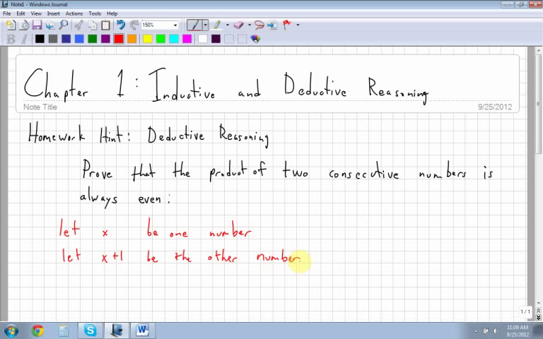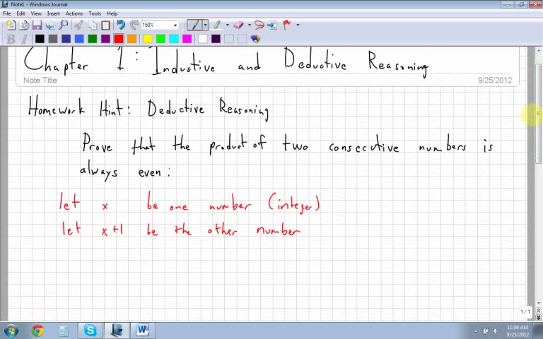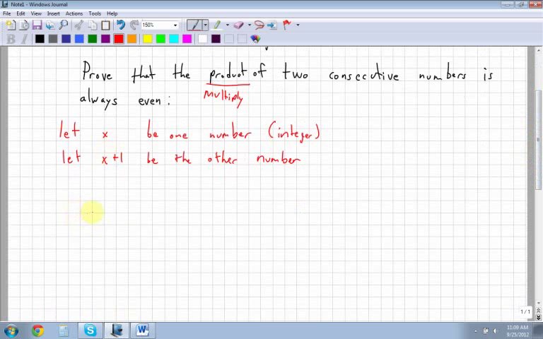And most of the time we're dealing with integers. Integers do not include decimals. So we're going to prove that this works for every integer. Next thing I say, oh, I see product. Product means multiplication. So therefore, I'm going to have to multiply these two values. So I have x. The product is going to be x times x plus 1. That's the product of those two values.